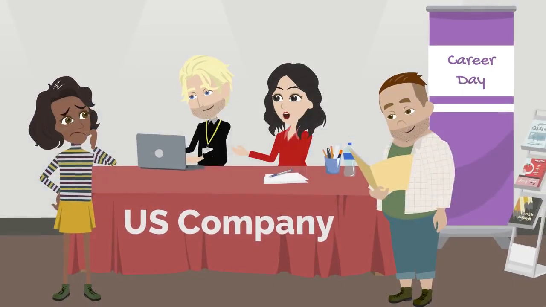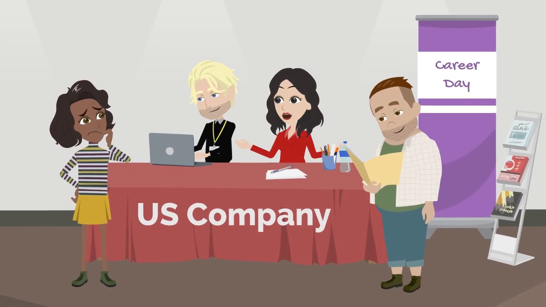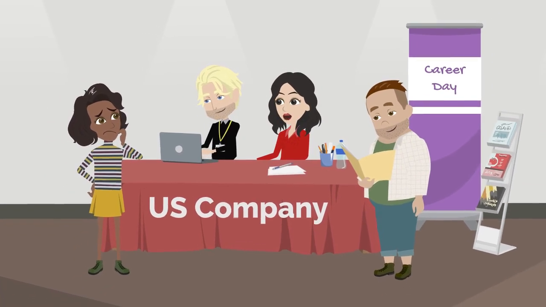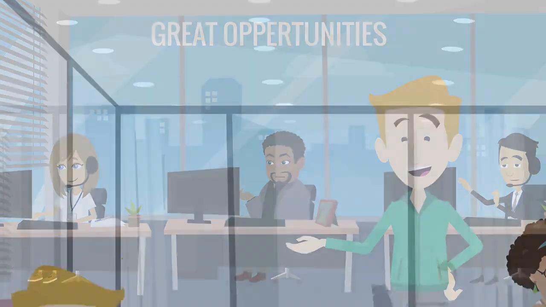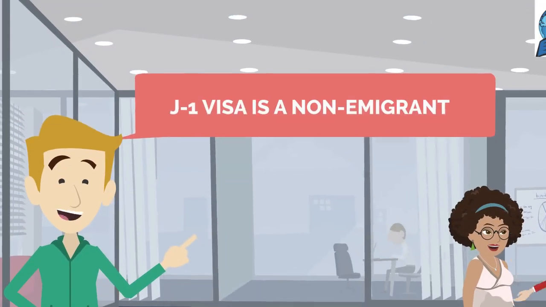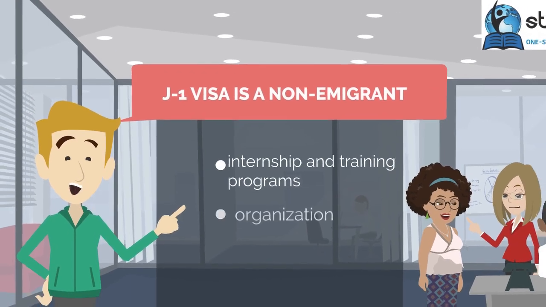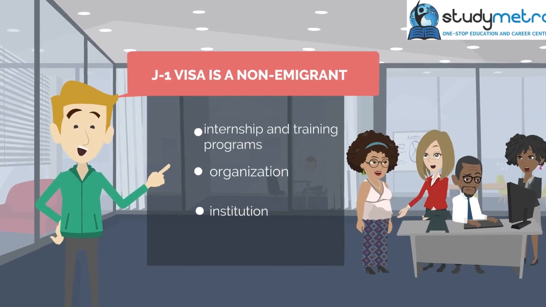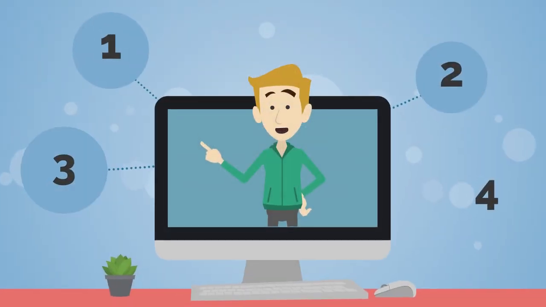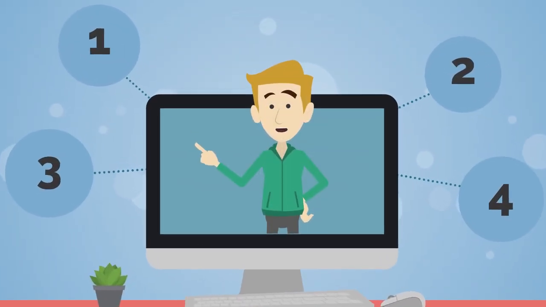If you are an international student or professional looking to gain practical experience in the United States, the J-1 visa program might be the perfect opportunity for you. The J-1 visa is a non-immigrant visa that allows you to participate in internships or training programs with US companies, organizations, and institutions. In this video, we'll give you a step-by-step guide on how to apply for a J-1 visa.